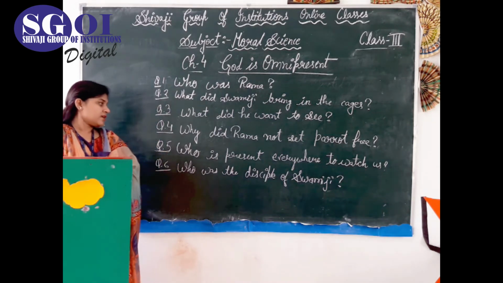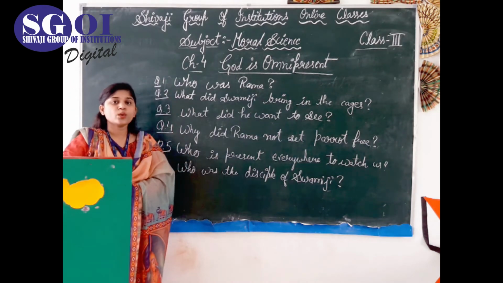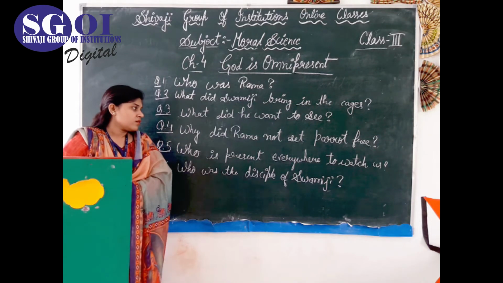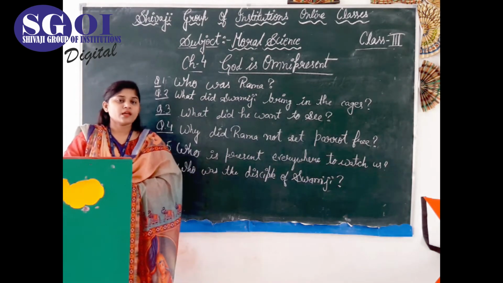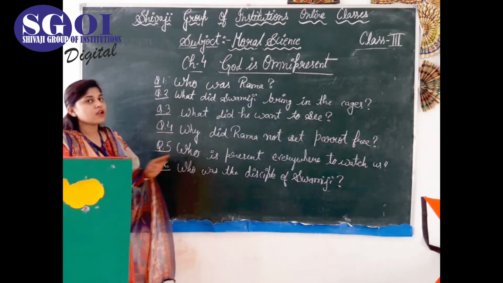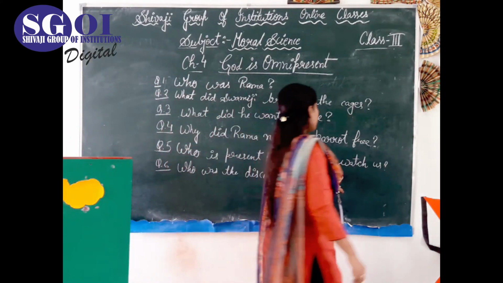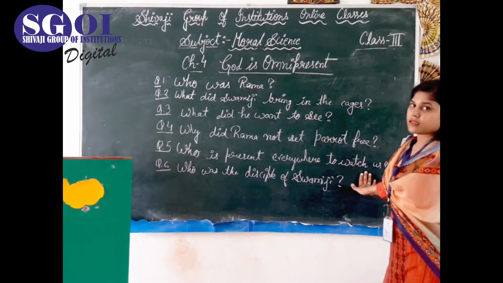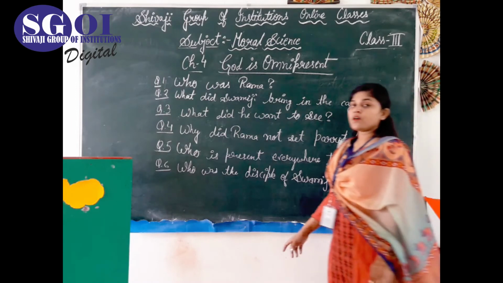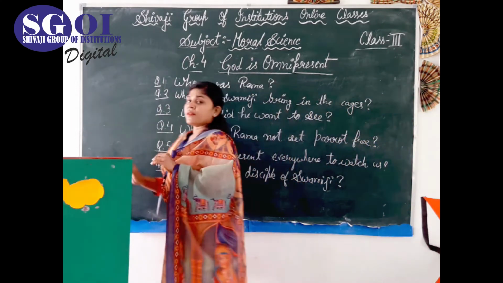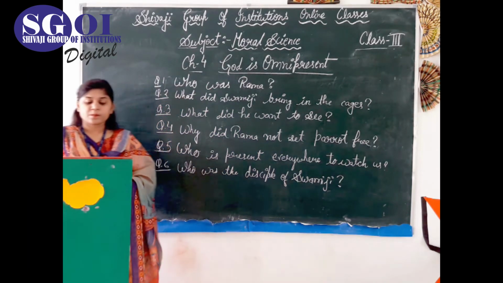And the next question is question number 5. Who is present everywhere to watch us? God. In place of who you have to just write God. God is present everywhere to watch us. This is the answer. And the next question is, who was the disciple of Swamiji? Rama. Rama was the disciple of Swamiji.